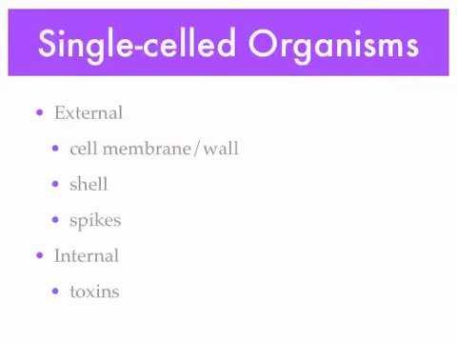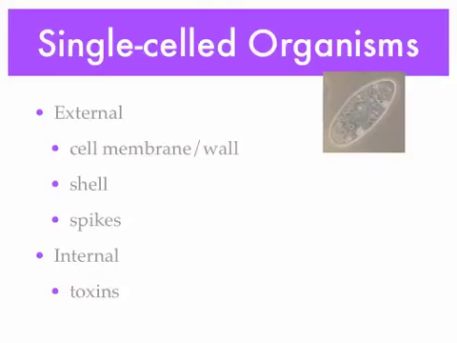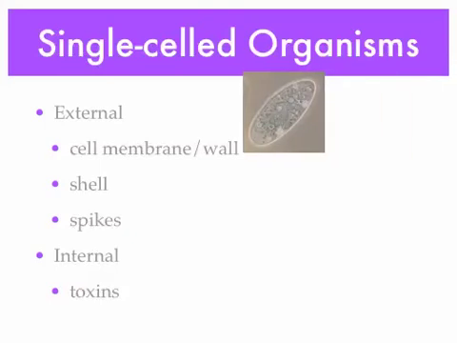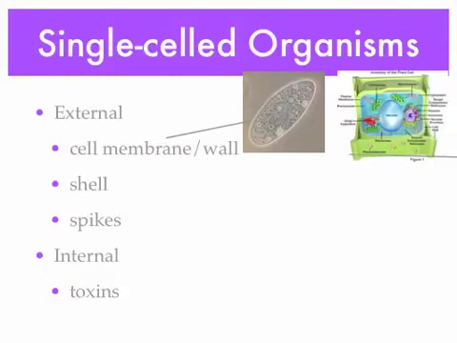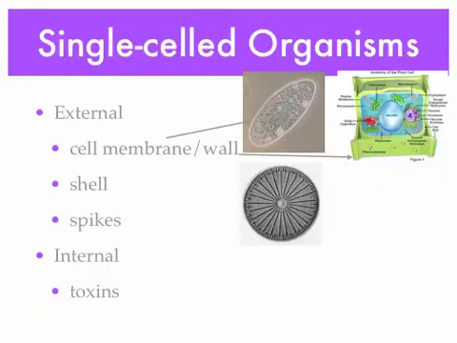Single-celled organisms. On the outsides of single-celled organisms, like a paramecium, there's a cell membrane. It helps protect the cell from things entering it. On the outside of a plant cell is a cell wall. This helps protect the plant cell from getting injured. Certain organisms have shells on the outsides of them, or spikes.